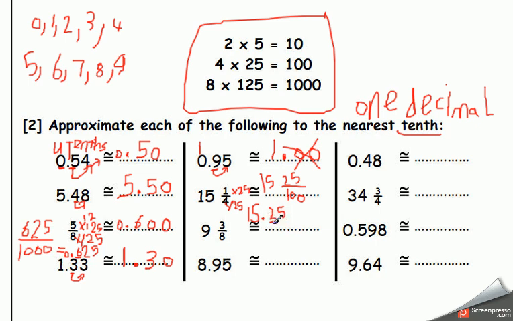Okay, the tenth digit here is 2, the previous is 5, so the 2 will be increased by 1 and become 3. I will replace 5 by 0 and write the decimal point. This answer will be 15 and 30 hundredths. This is the same steps. Complete the answer of this example.